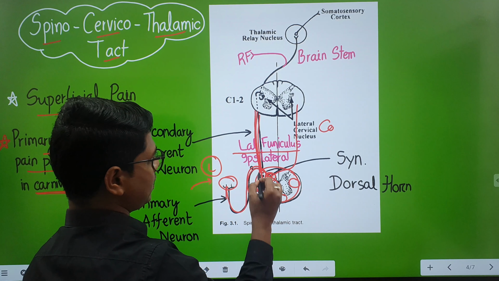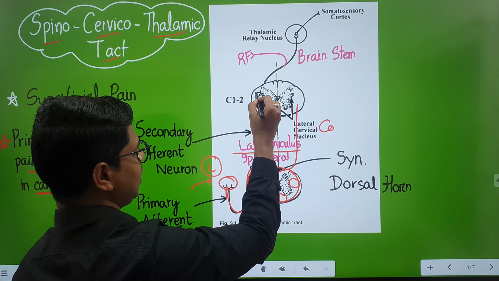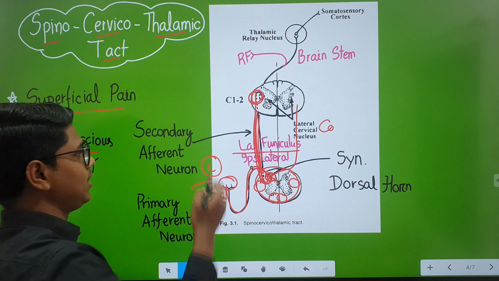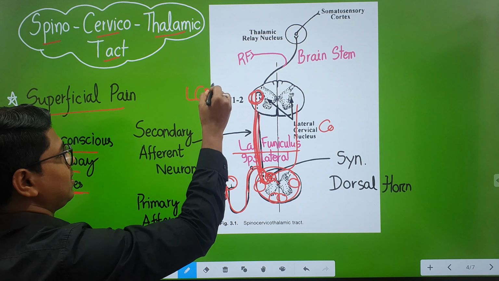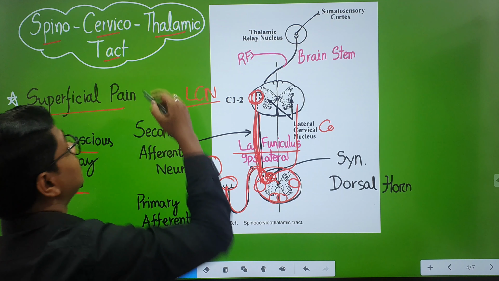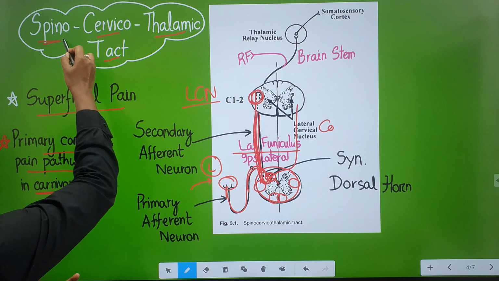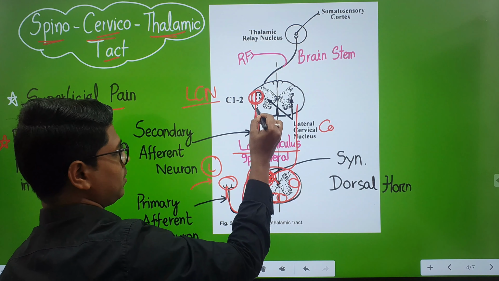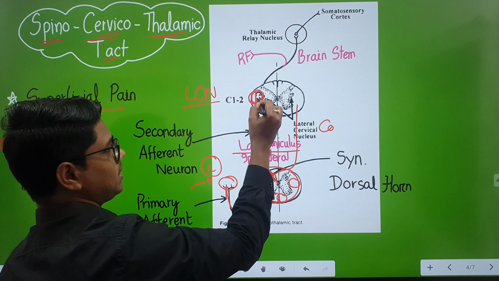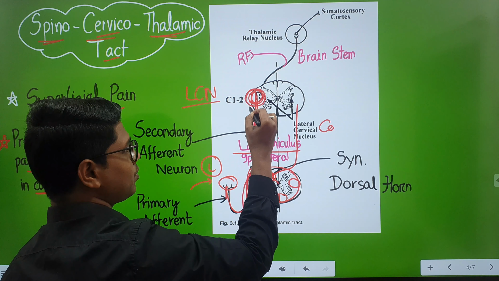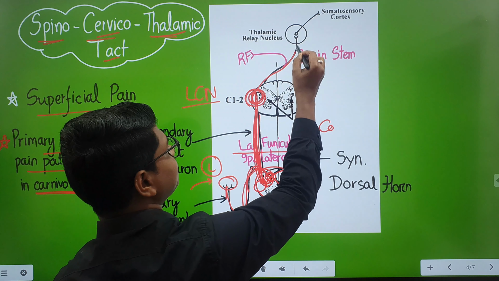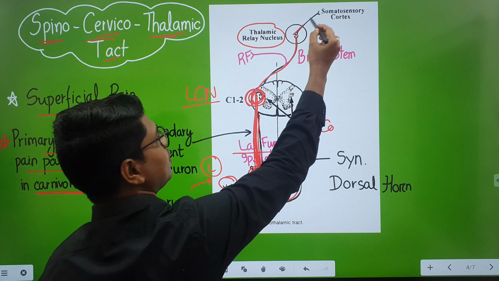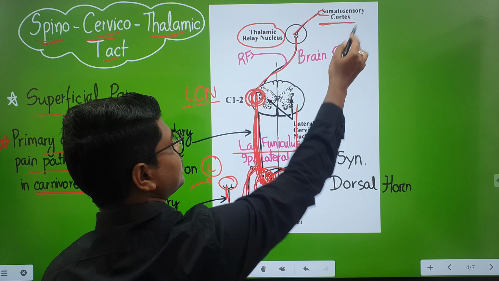They will travel through the lateral funiculus, and they will go to the lateral cervical nucleus, the LCN. Lateral cervical nucleus. You see from the name itself, Spino-Cervical-Thalamic. Here the pain sensation goes through the spinal cord, then the cervical nucleus, then to the thalamic relay nucleus. From the thalamus, they will go to the somatosensory cortex.